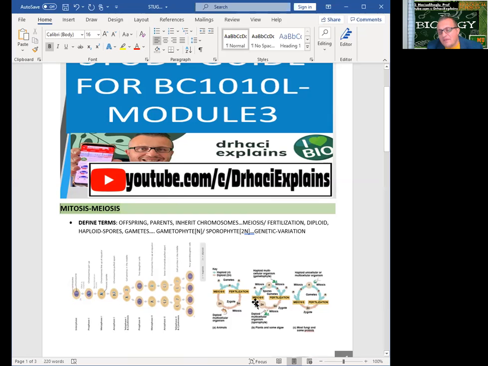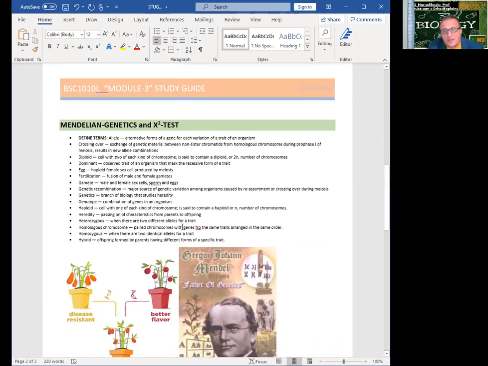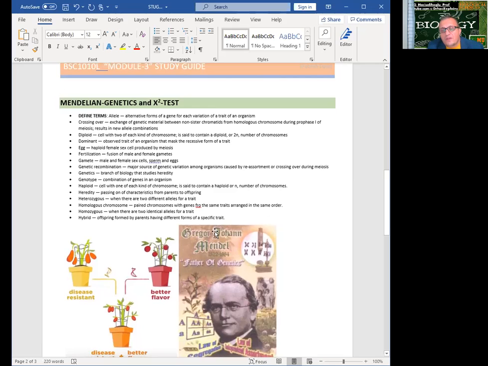There are also life cycles, and in every life cycle, meiosis and fertilization are the two big processes. We can connect this easily to Mendelian genetics, which is the next lab, and chi-square. Mendelian genetics has a number of vocabulary terms, starting with allele, gene, different forms of a gene, crossing over, meiosis, diploid, haploid, dominant, recessive, fertilization, gamete, recombination, genetics, genotype, phenotype, heredity, tetraploid, triploid, heterozygous, homozygous, and hybrid. These are all terms that start with Gregor Mendel, considered the father of genetics, in his work and publication in the 1850s on pea plants, as a model system.